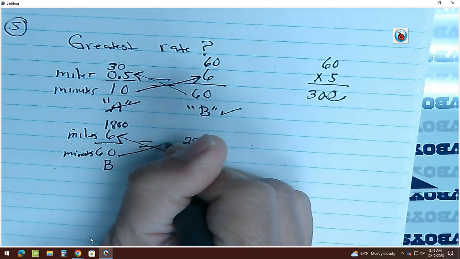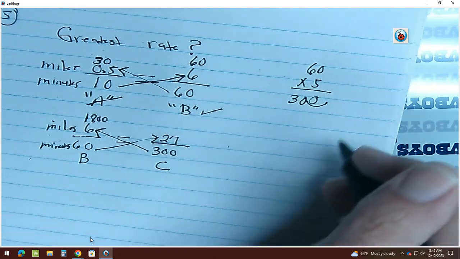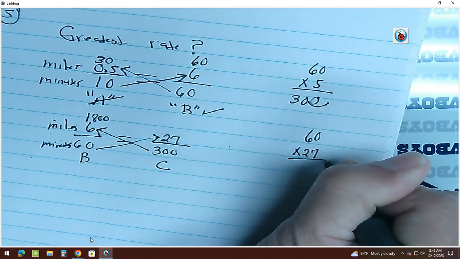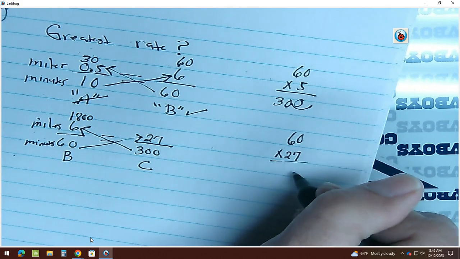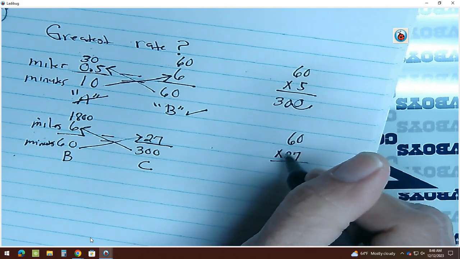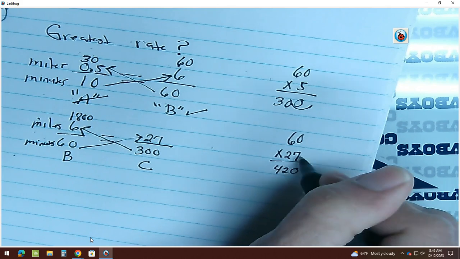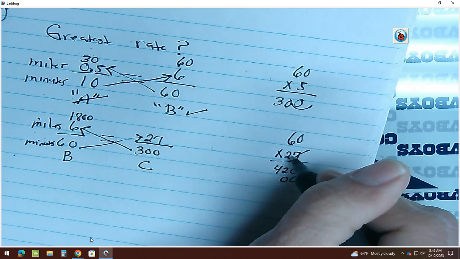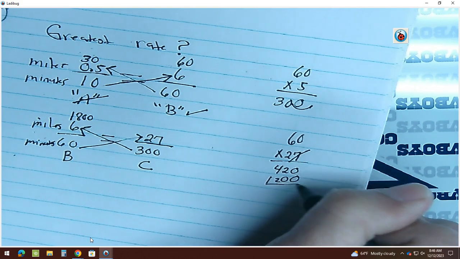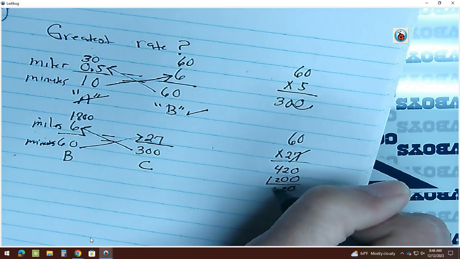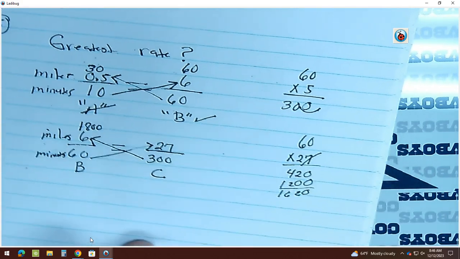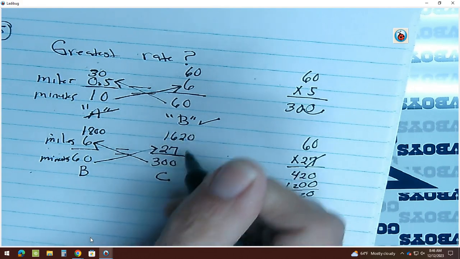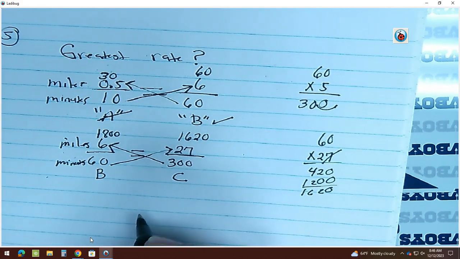Now 60 times 27. Now that one I'm going to go to the side. 60 times 27, I'm going to the side. 7 times 0? 7 times 6? 42. Good job. Cross it out and put a 0. 2 times 0? 2 times 6? 12. 1,620. Who wins? B wins again.